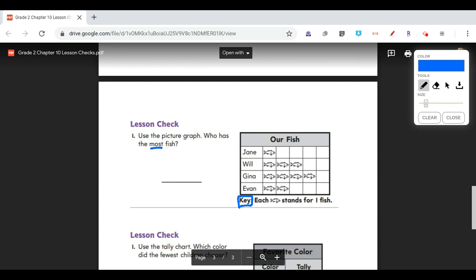So if we want to know who has the most, we look for who has the most fish after their name, or who goes the farthest. So we see that the farthest row of fish goes to this line, and that is for Gina. She had 4 fish. So we would say who has the most fish? Gina. And if we wanted to count up the other ones, we could quickly see that Jane had 1, Will had 3, and Evan had 2. But we can see who had the most by just looking at the pictures of the fish. And we can also see who had the least. We can see that Jane had the least because she had the least amount of fish.